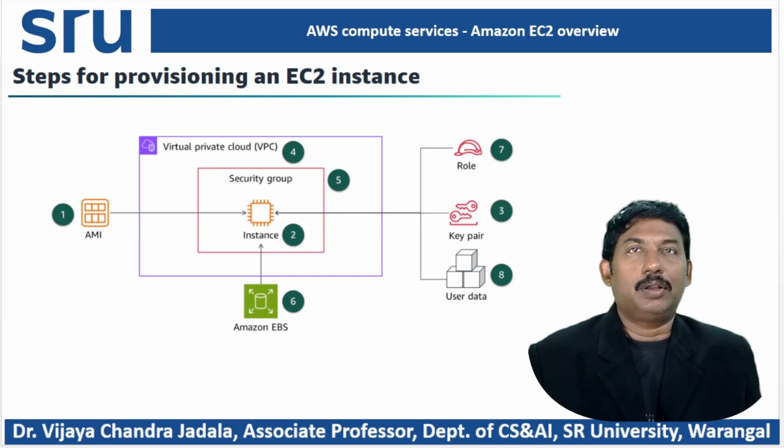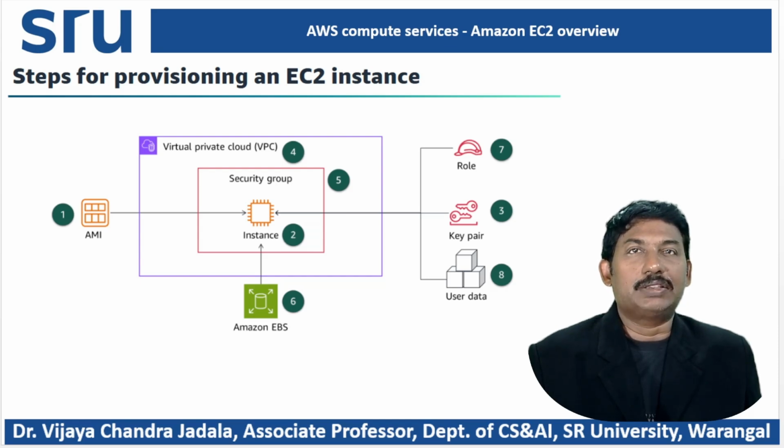Then comes the fifth step, that is attach Amazon EBS. You can configure the root volume and optional additional EBS volumes for persistent storage where you are going to store. It comes under the attach Amazon EBS volumes.